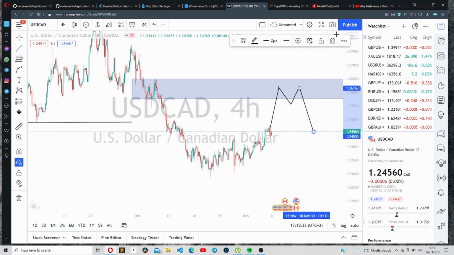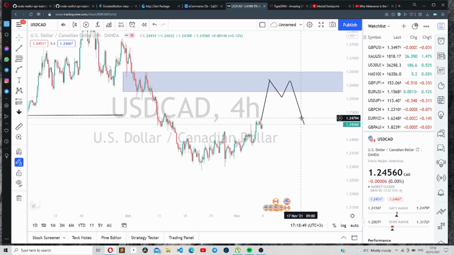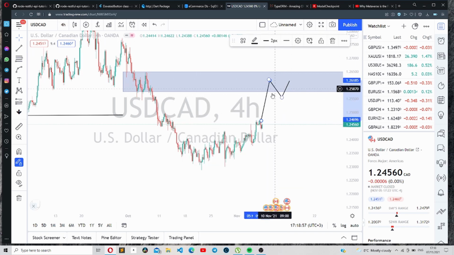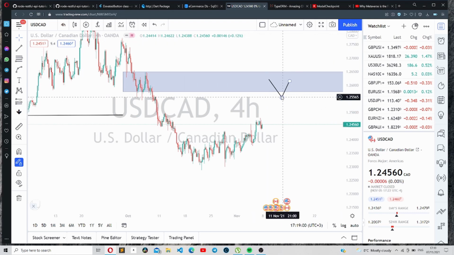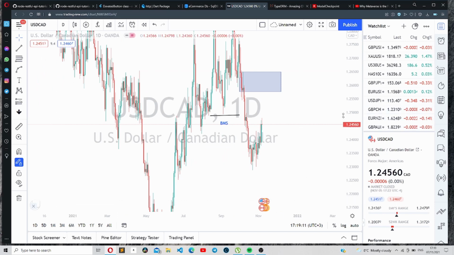Also, we'll be looking for a rejection candlestick, a reversal candlestick pattern. When I say a reversal candlestick pattern, we'll be looking for a bearish engulfing, a bearish pin bar, or a doji candlestick at this zone. That will be our trigger for us to execute this trade, right? So that's what we are looking at on USD CAD. We are looking for selling opportunities on USD CAD.